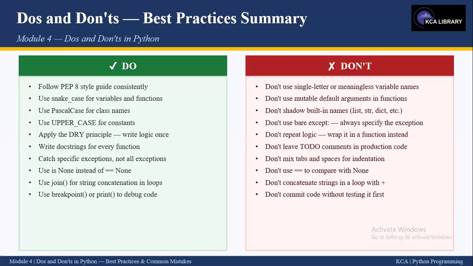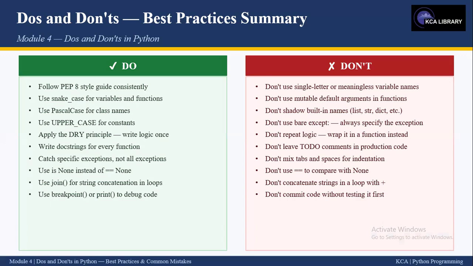Do's and don'ts, best practice summary. Follow the PEP 8 style guide consistently. Use snake_case for variables and functions. Use PascalCase for class names. Use UPPER_SNAKE_CASE for constants. Apply the DRY principle, write logic once. Write docstrings for every function. Catch specific exceptions, not all exceptions. Use 'is None' instead of '== None'. Use join for string concatenation in loops. Use breakpoints or prints to debug code.